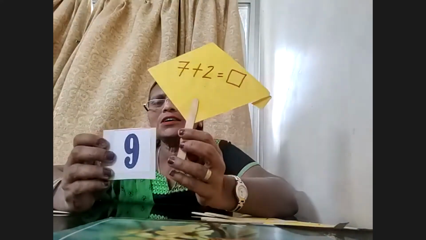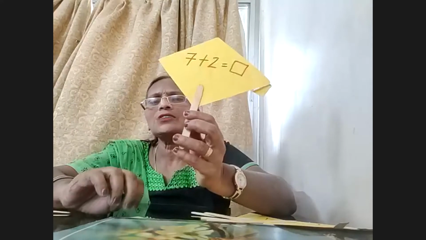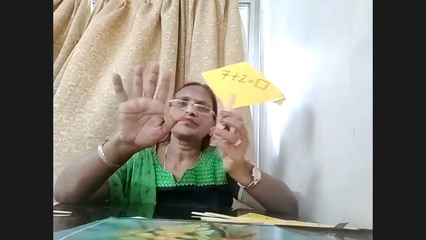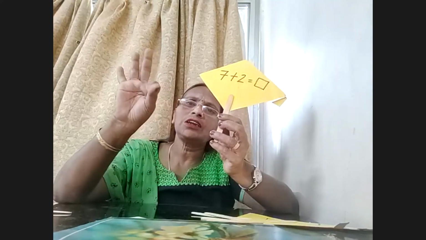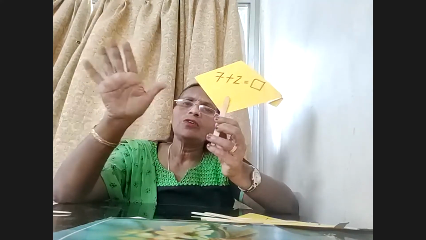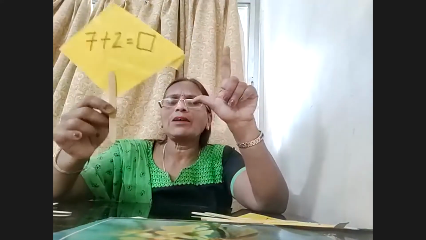Count in your fingers. Show me your 7 fingers. 1, 2, 3, 4, 5, 6, and 7. 7 plus 2. 1 and 2. How many fingers in total? 7 plus 2. Count karo. Count it. Is equal to 9. Very good.